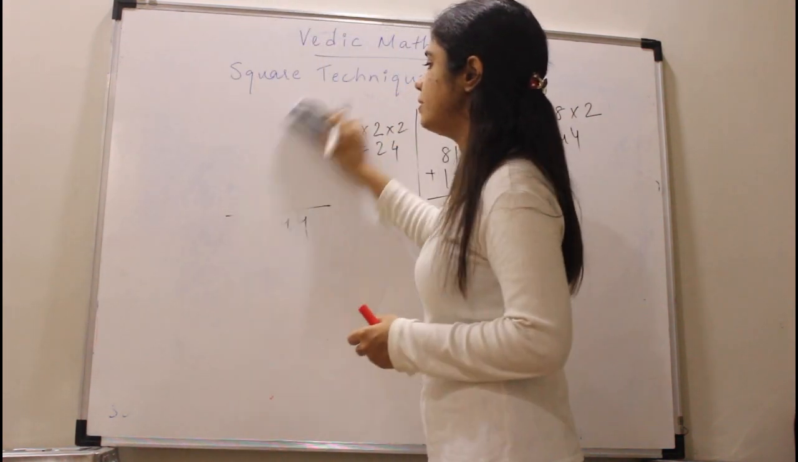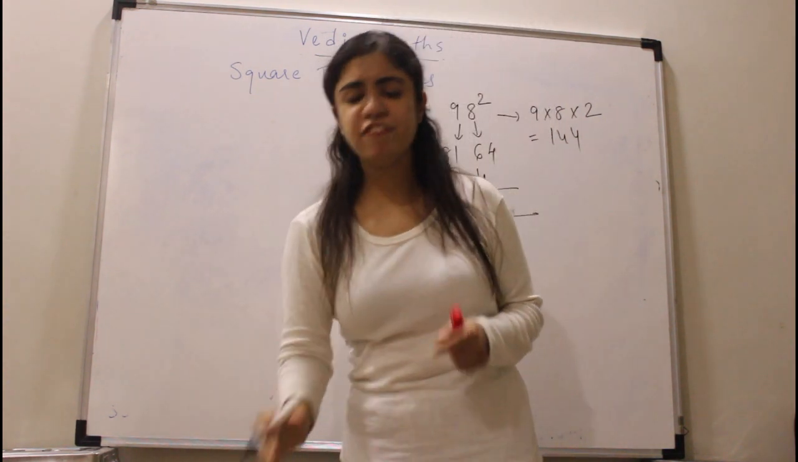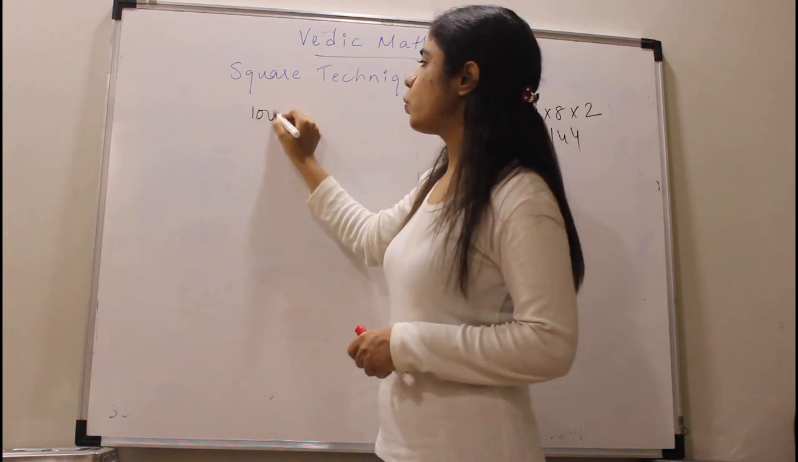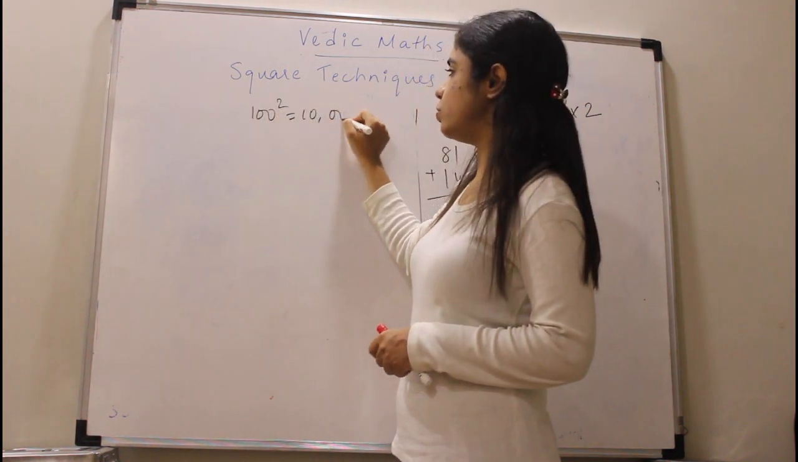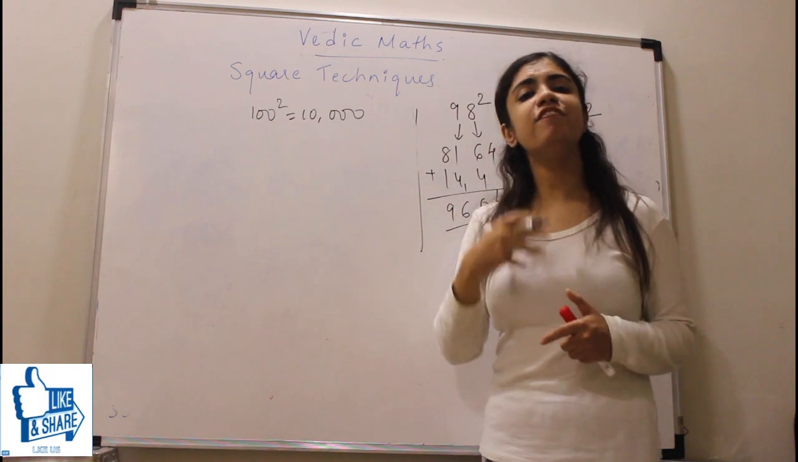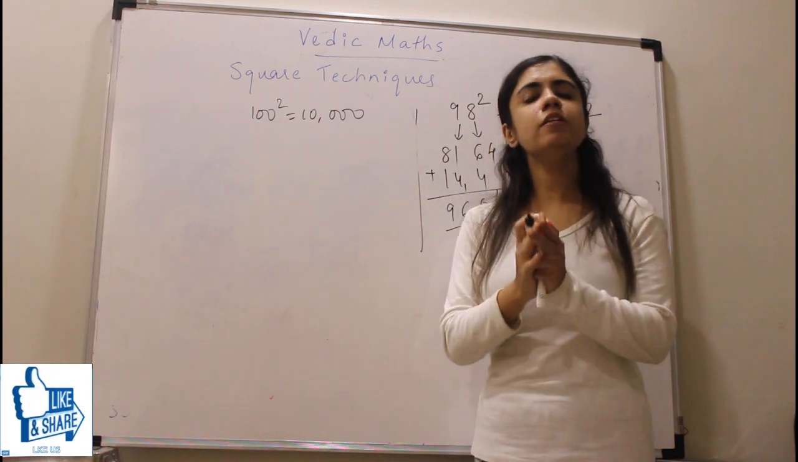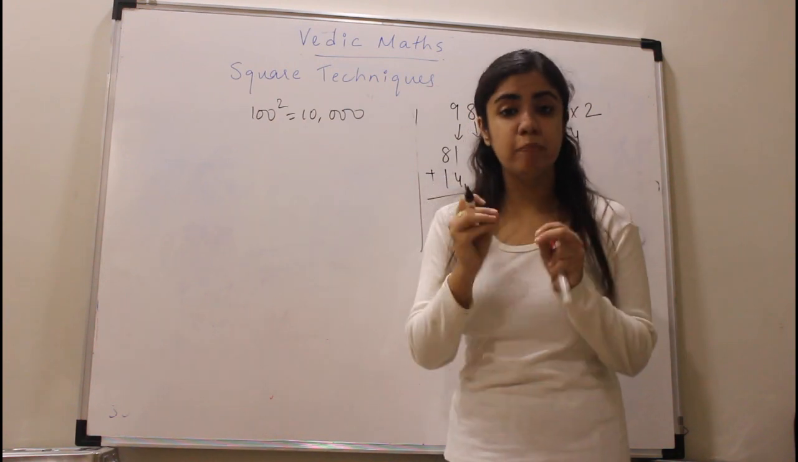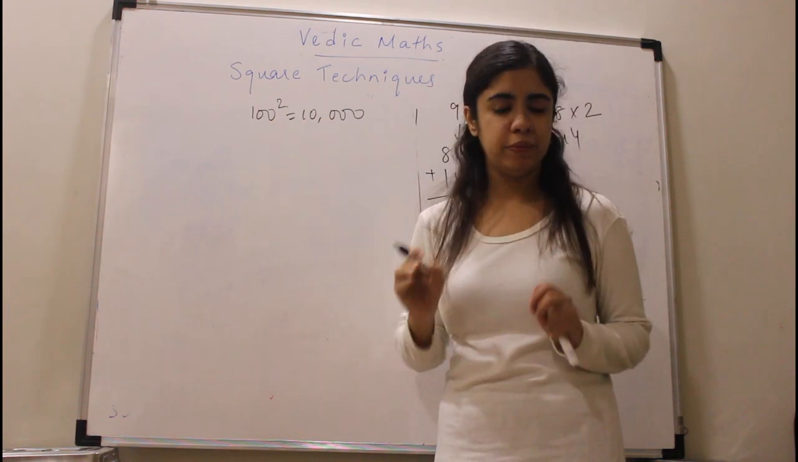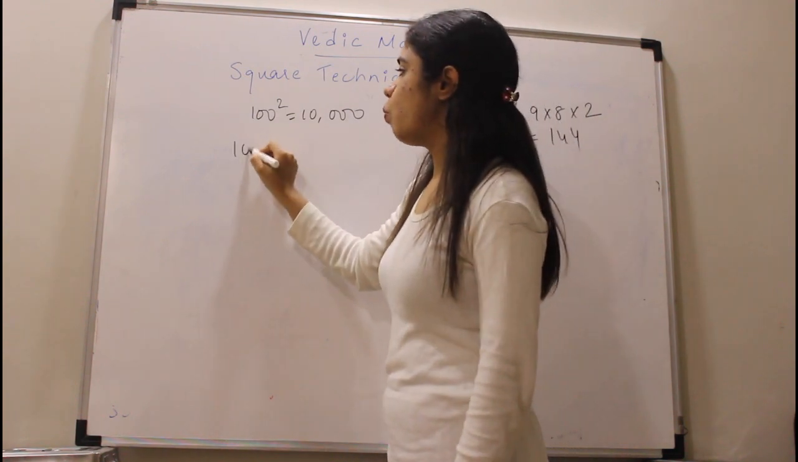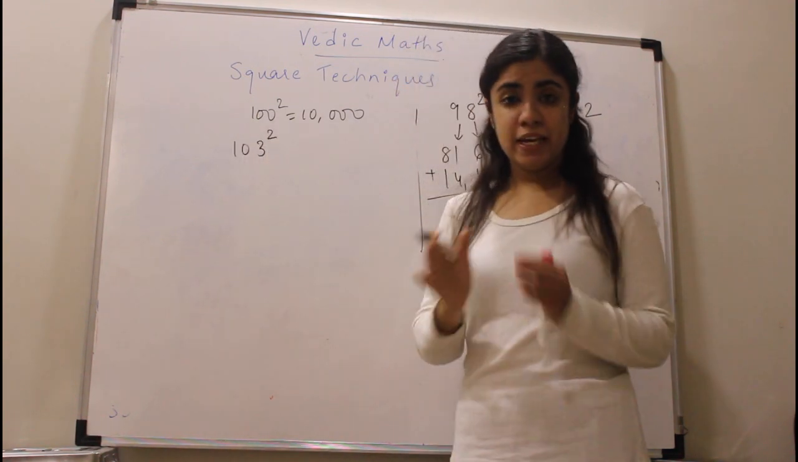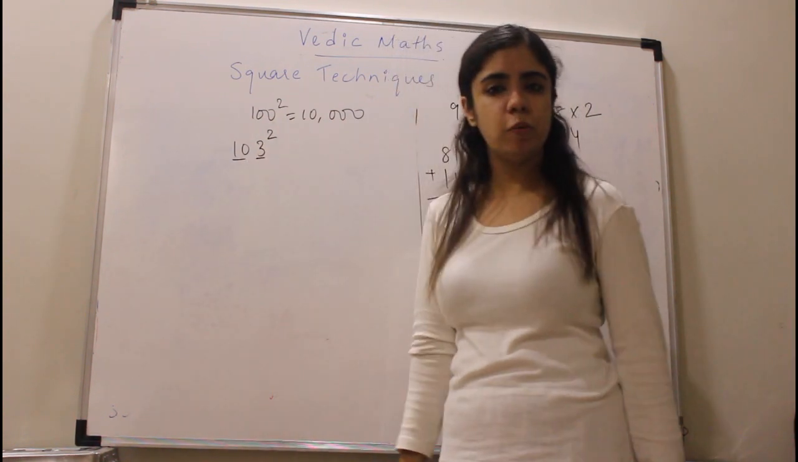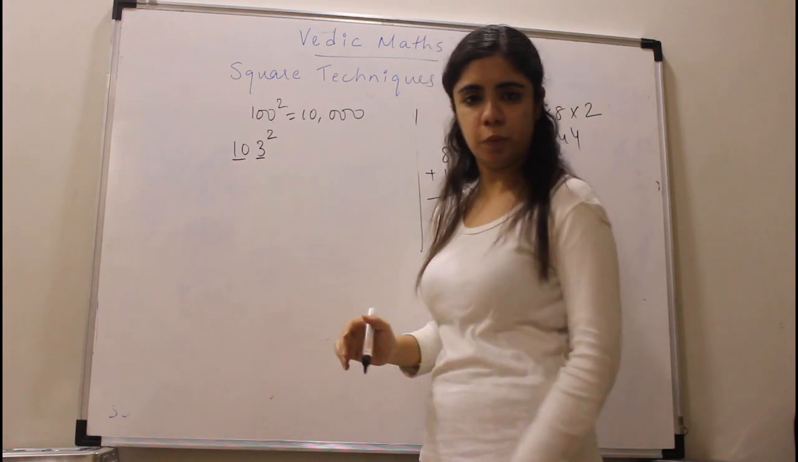Now, suppose, let's say, if I ask you the square of a 3 digit number. Look, 100 square is 10,000. So it is a 5 digit number. So all the squares above 100 are going to be at least 5 digits. Suppose if I ask you, what is 103 square? You will split it. How will you split it? Make 10 one number and 3 another number. So this is one group, this is another group.